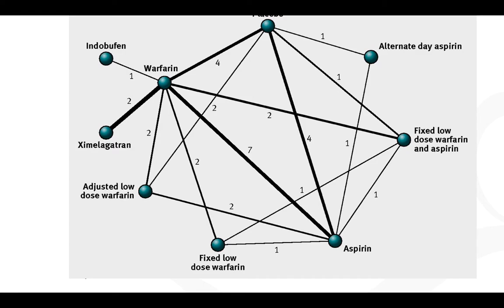What it also could represent is maybe the amount of people taking both of these types of drugs. So they can represent many things, but they're comparative. So the number of people or the dosage between adjusted low dose warfarin and aspirin is twice as many as that between fixed low dose warfarin and aspirin.